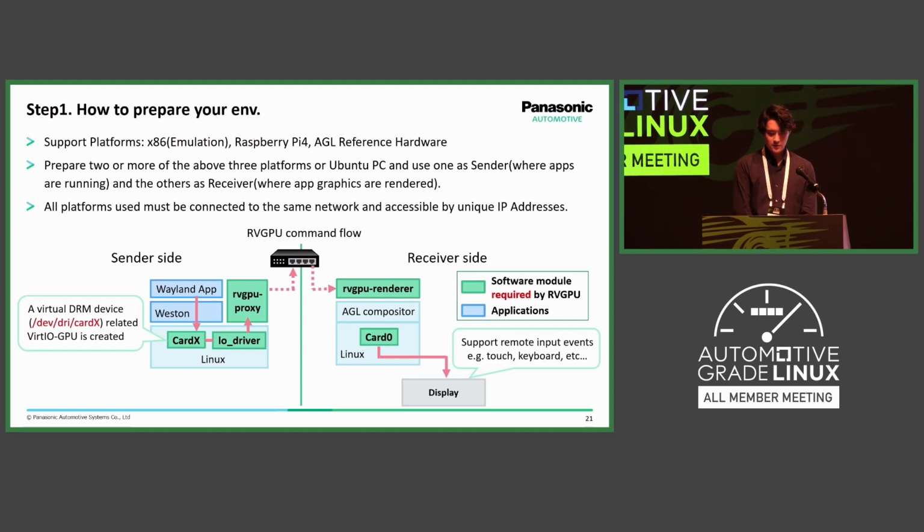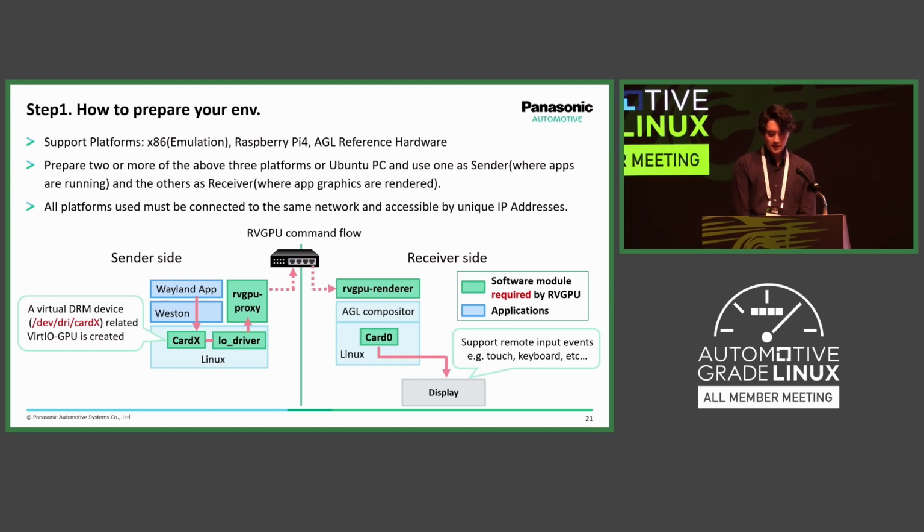The following figure is a flow of RBGPU commands. First, run the RBGPU proxy command on the sender side and run the RBGPU renderer command on the receiver side. Then, a virtual DRM device related to the virtual GPU, called cardX here, is created and RBGPU is connected to the network.